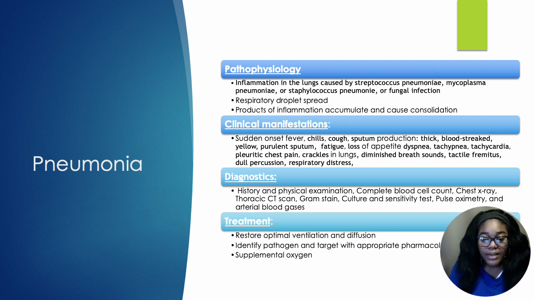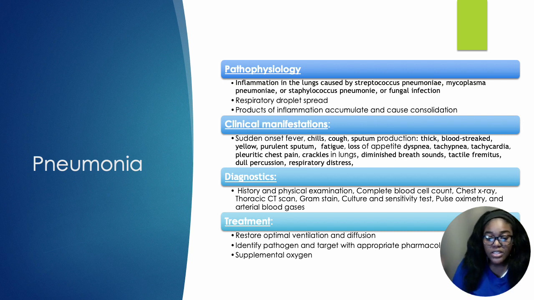So clinical manifestations include sudden onset of a fever, chills, coughing, sputum production. It can be thick and blood streaked, so you'll see that hemoptysis. It could be yellow. You can have purulent sputum. You can have fatigue. You can have loss of appetite, dyspnea, tachypnea, tachycardia. You may have chest pain that's pleuritic. You may hear crackles in the lungs, diminished breath sounds. You may see tactile fremitus, dull percussion, or respiratory distress in individuals with pneumonia.